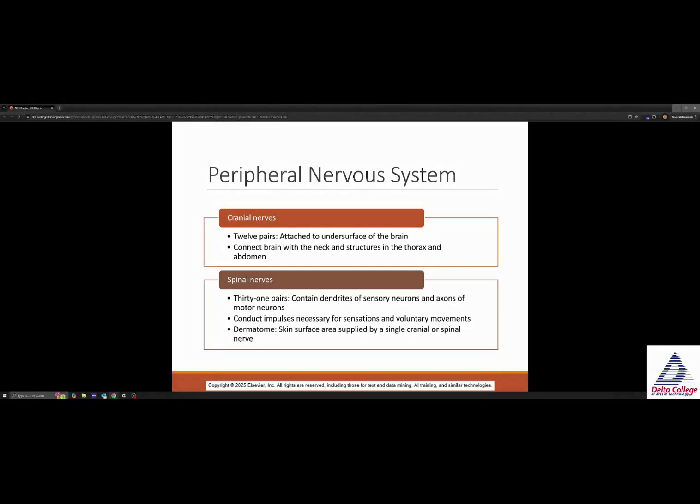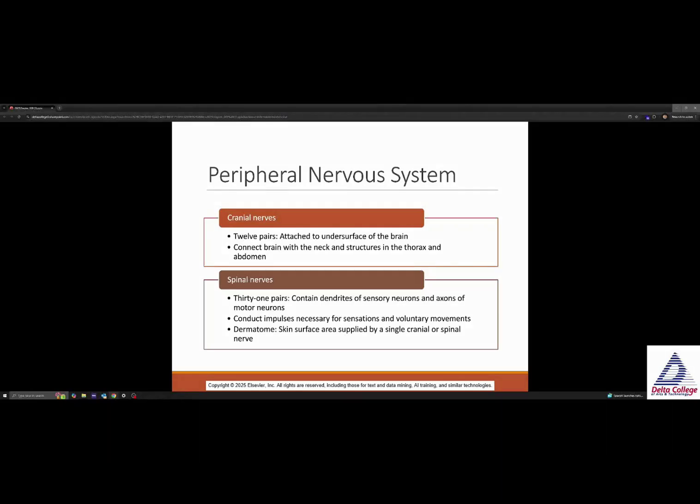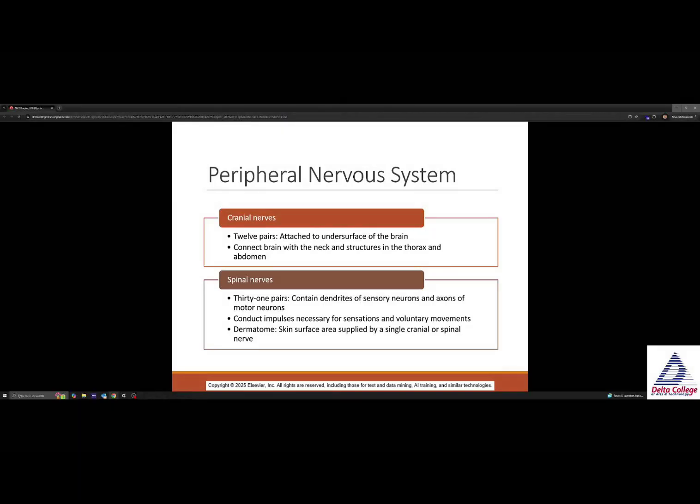Then you have our spinal nerves. In the spine, you have 31 pairs that contain dendrites of sensory neurons and axons of motor neurons. The spinal nerves conduct impulses necessary for sensations and voluntary movements. And then you also have dermatomes, and these are skin surface areas supplied by a single cranial or spinal nerve.